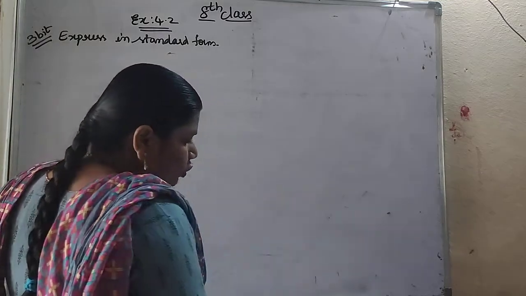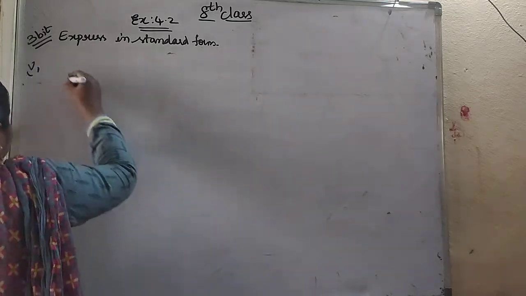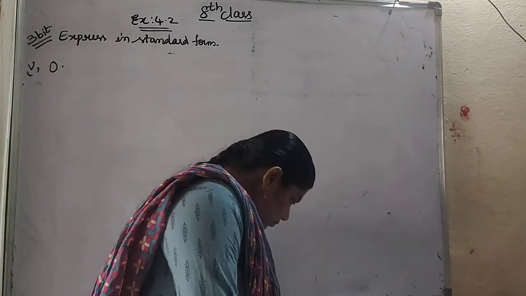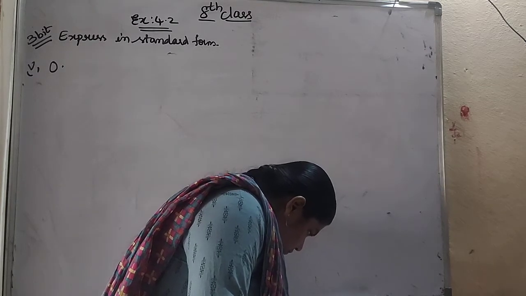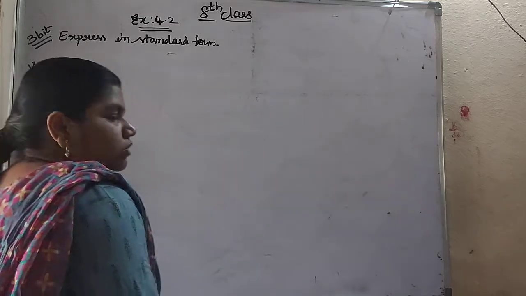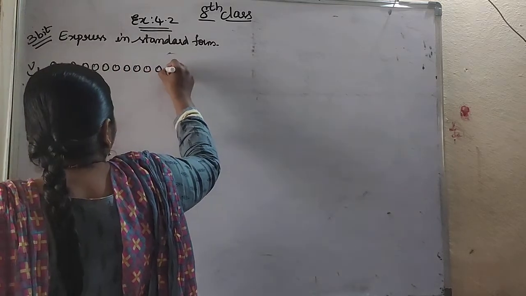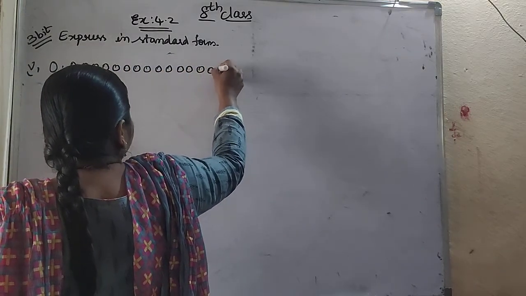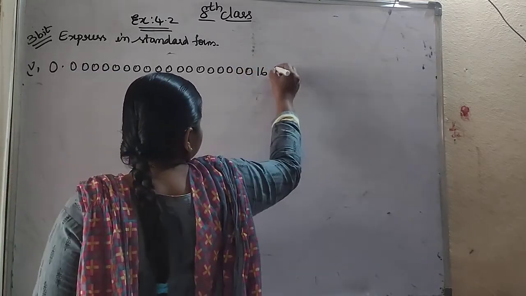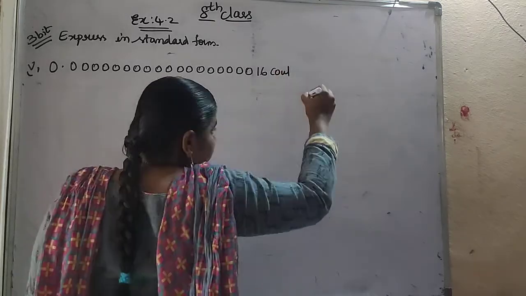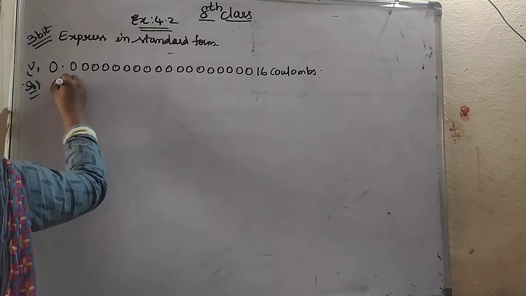Fifth equation is the charge of an electron. The charge of electron is 0. So many zeros are there. 18 zeros are there. 1, 2, 3, 4, 5, 6, 7, 8, 9, 10, 11, 12, 13, 14, 15, 16, 17, 18, 1, 6. Okay, so now we have to convert this into standard form.